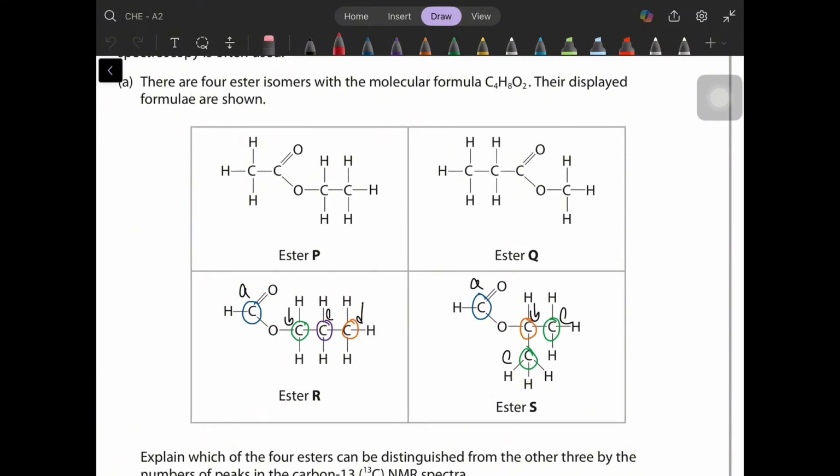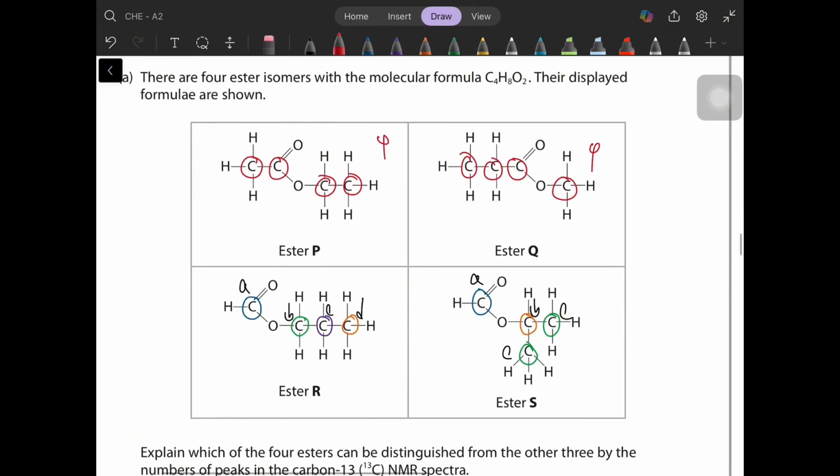Ester P is going to have one environment, two environments, three, or four environments over here. This is going to have four environments, because ester P and ester Q are almost the same. So see, one, two, three, four. So they both are going to have four environments, and hence we cannot distinguish between ester P and Q because they will be giving peaks at the same chemical shift, or ppm.